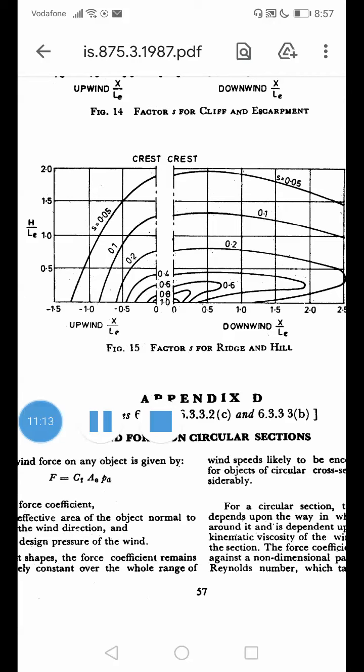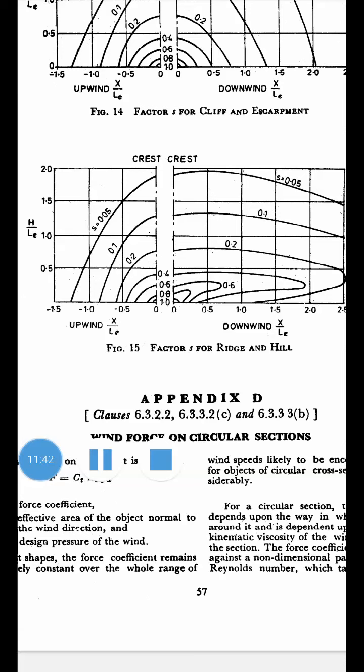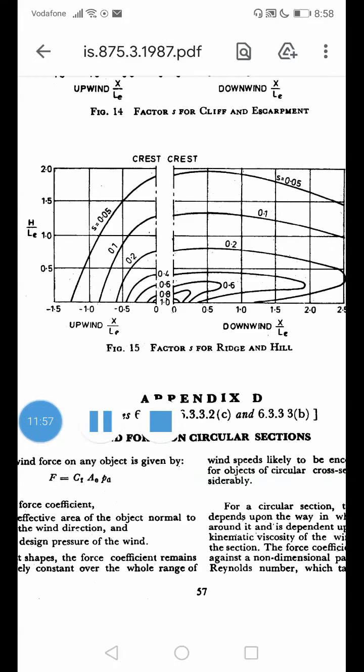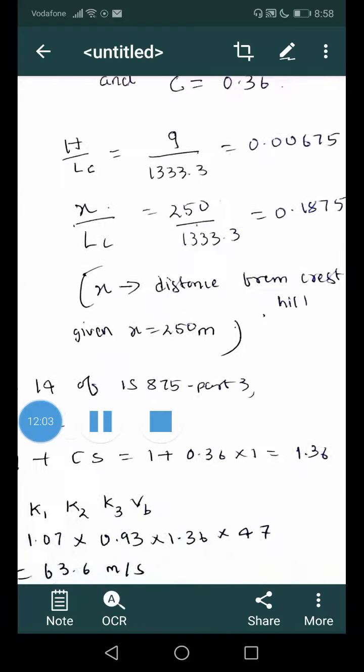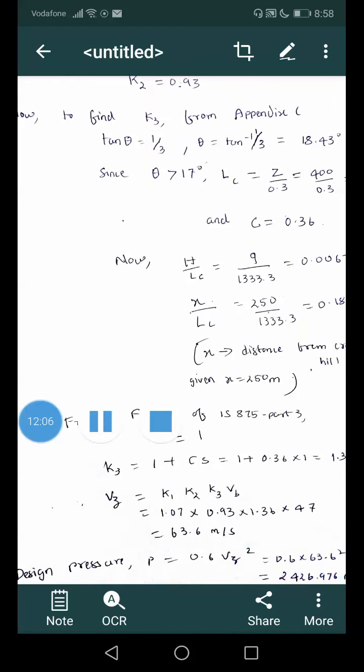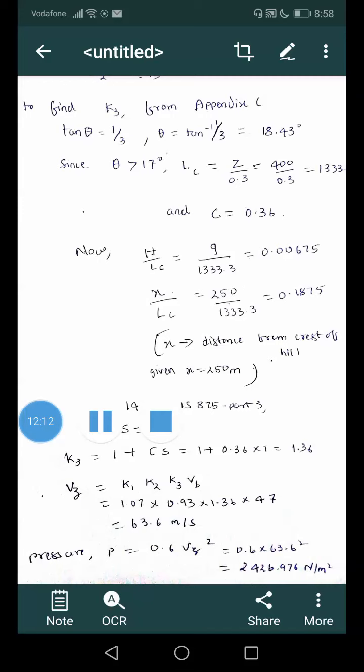The h by Le value for our question is 0.0012, so it is a very low value. So we can take h by Le along the horizontal axis of this graph. Similarly x by Le is 0.18. So approximately you can say the value of S is 1, that is the bottommost value. Now after calculating S equal to 1, K3 equals 1 plus CS, then Vz equals K1, K2, K3, Vb, then P equals 0.6 Vz square.